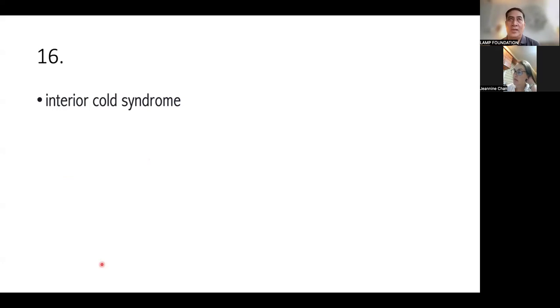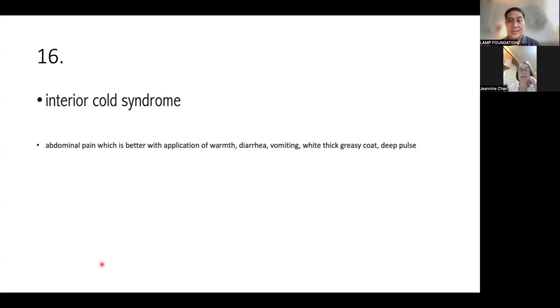When you say syndrome, it's a constellation of signs and symptoms. This would be abdominal pain, which is better with application of warmth or heat. Yes. It could be diarrhea, vomiting, a white, thick, greasy coating of the tongue, and a deep pulse. Yes. Abdominal pain that ameliorates or improves when you apply warmth. Okay, so that means it is cold, interior.